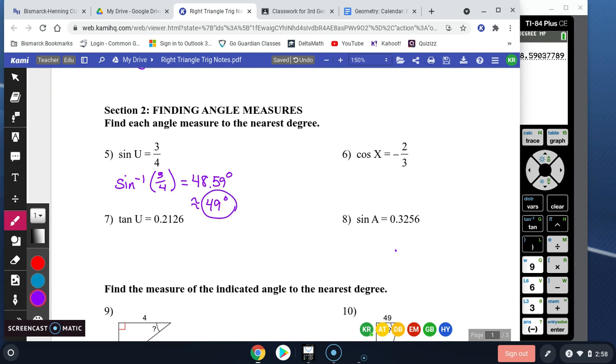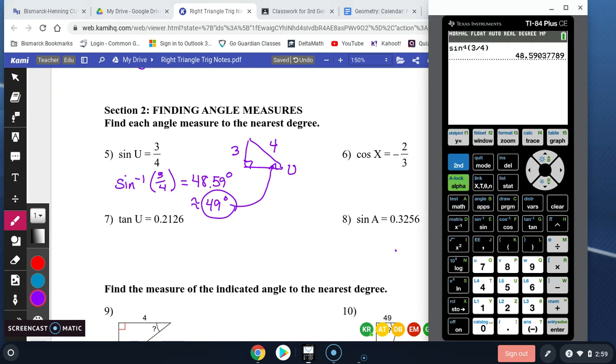Okay, so if we had a triangle set up, I can kind of give you an idea. Let's say this was angle U. Angle U is opposite 3 over hypotenuse 4. Okay, so that's what that would look like. So this 49 degrees would be the measure of this angle U. If the angle U is 49 degrees, then you would have that 3 to 4 relationship. Even if you're using a scientific calculator, it's going to be very similar.